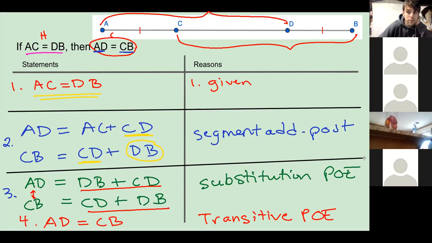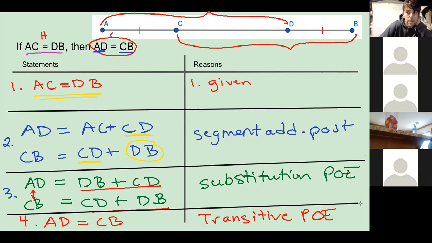This is another common type of proof that we'll have to do, where we set up two separate equations and then show that those two equations can be put together using the transitive property or using substitution. And so these are two major types of proofs that we'll be doing.